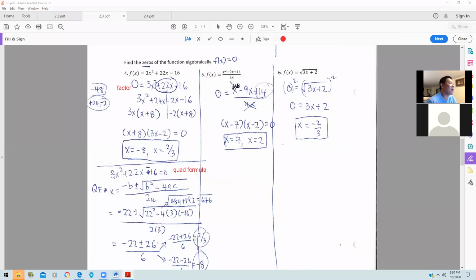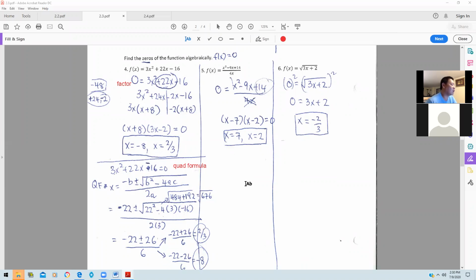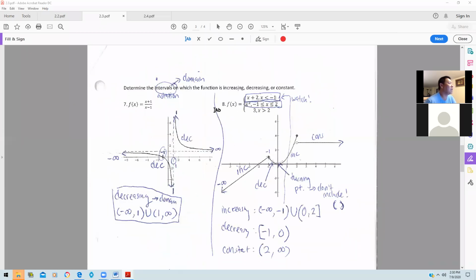Okay, the rest is pretty much the same. So you just put it equal to 0 and you try to solve it. It's not too much. Next thing is figure out what is the increasing, decreasing, and constant. So question 7 here, this one is decreasing. So do not look at the arrows. Make sure you read this left to right. So when you read this left to right, this one is decreasing. And when you look at left to right, this one is also decreasing.